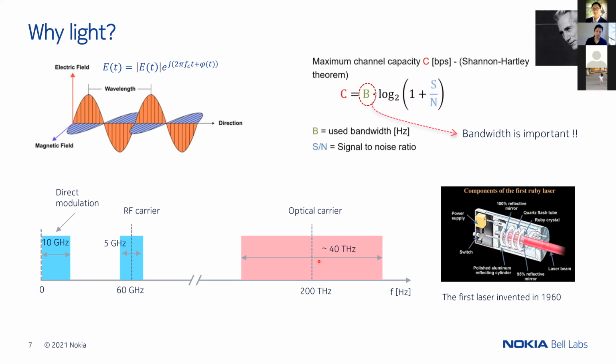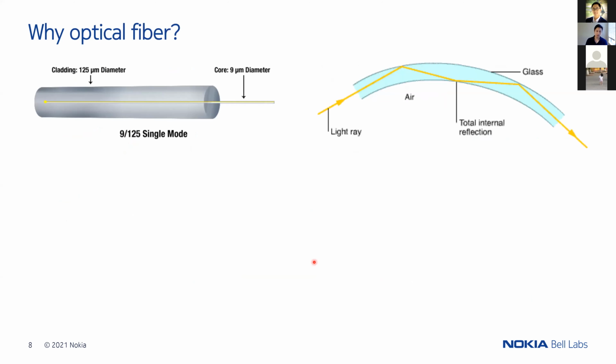So this is the reason why we move to the optical frequency range here. Now we know that we have the light source. What we need for building a telecommunication system is the waveguide. And the optical fiber is the waveguide, which guides the light from the transmitter to the receiver.